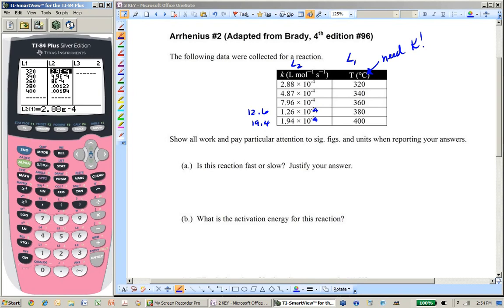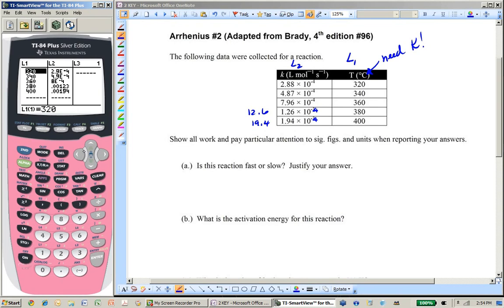Pause me until you're ready. All right, you've got them in. You've double-checked your typing. Remember, I like my temperatures. You don't have to do it this way, but I like my temperatures over in L1. I make fewer mistakes if I just stay with this rhythm. And I like my K's in L2.